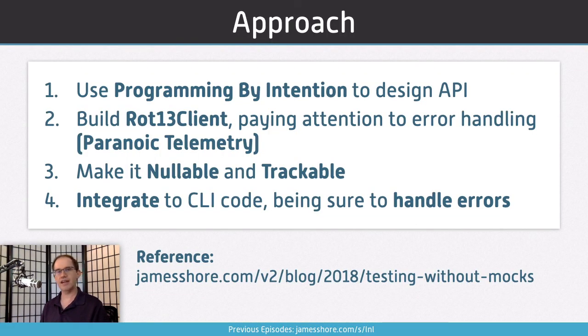So we've designed our API, we've built the Route 13 client. Now we need to make it nullable and trackable. And the reason we need to do this is so that it can be tested by our command line test. Our command line code can test that it uses the Route 13 client correctly. So I'm going to add a new describe block here to the bottom, and this is going to be our nullability.